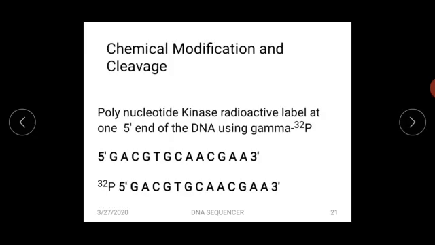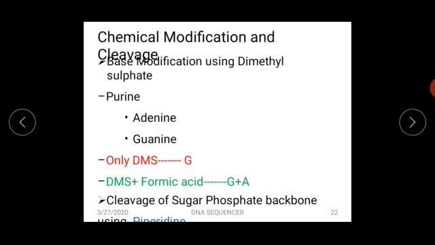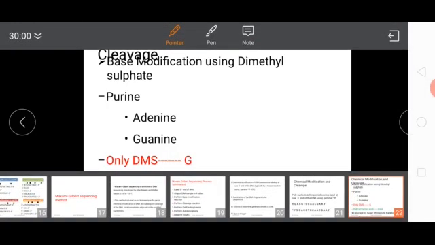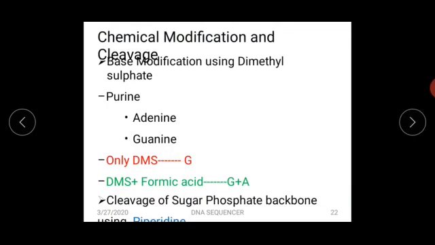How does the chemical modification take place? We can see here the 5' end is being labeled with phosphate 32. For chemical modification, dimethyl sulfate is used, where the purines A and G are modified, the guanine is methylated, and dimethyl sulfate plus formic acid forms G plus A. Therefore, further, the cleavage of the sugar phosphate backbone using piperidine is performed. These are the specific steps. There is no change, so one has to refer to these steps.